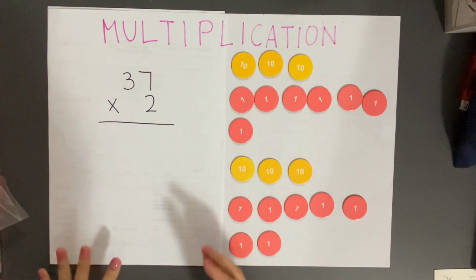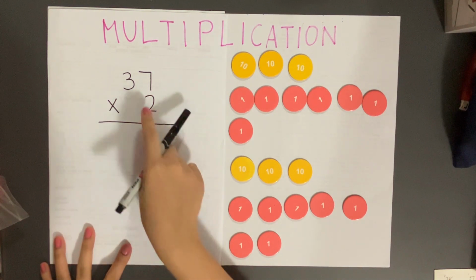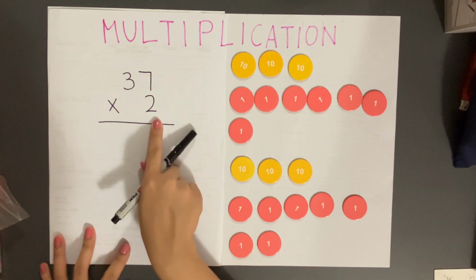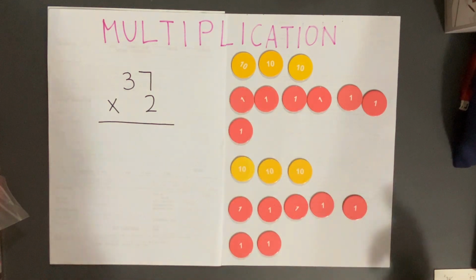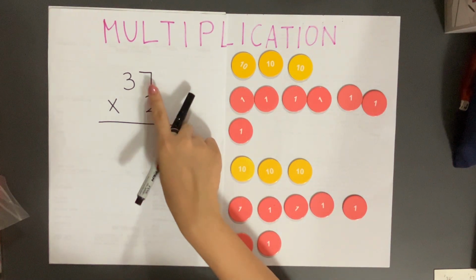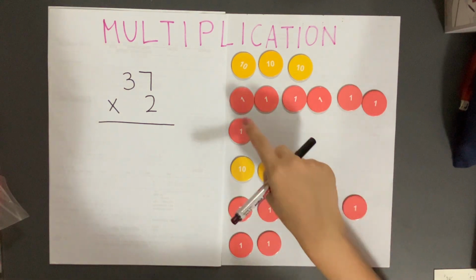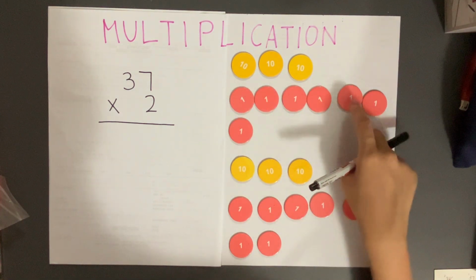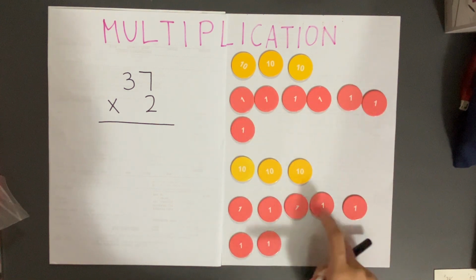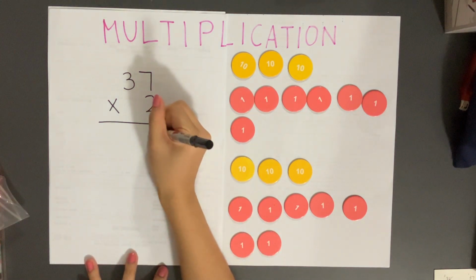When we do multiplication, we always start from the ones column. So we start with our 7. 7 times 2 is, if you're not very sure, we can always count our number discs. So I'm looking at the ones column now, so I should look at the number discs that are my ones. So how many do I have? I have 1, 2, 3, 4, 5, 6, 7, 8, 9, 10, 11, 12, 13, 14. If I have 14, 14 is 1 ten and 4 ones. So in my ones column, I will put my 4 ones.